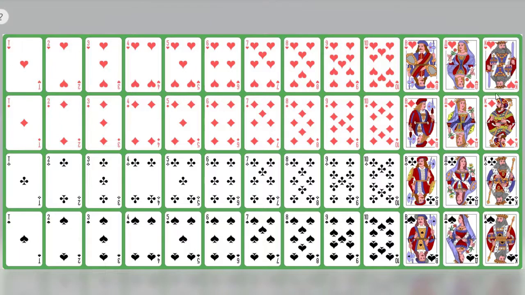Each one of these is a suit. We've got the hearts here, the diamonds here, the clubs here, and the spades here. And these cards with a picture on them are referred to as the face cards.